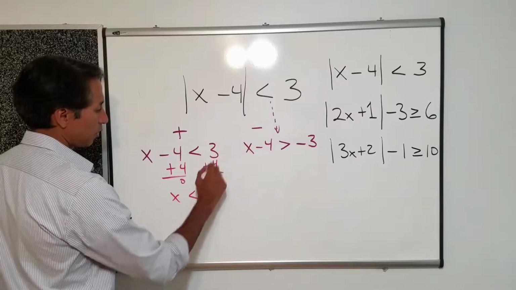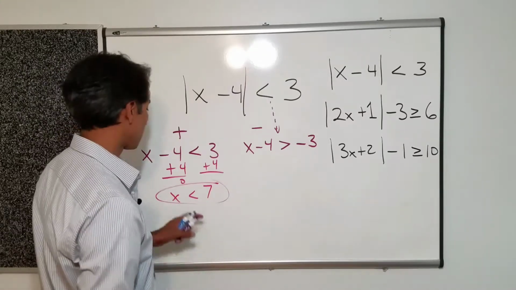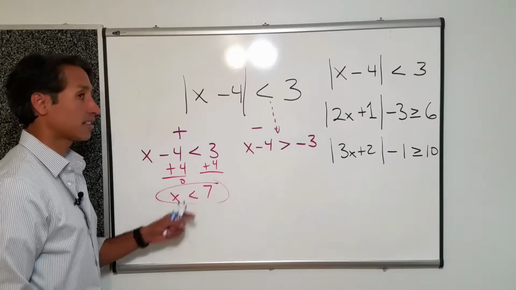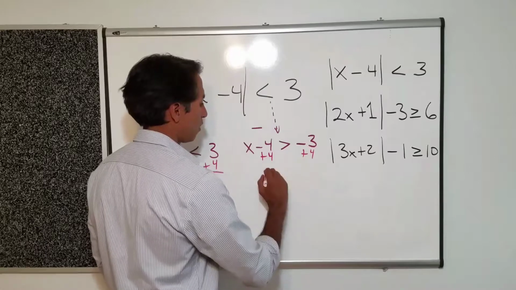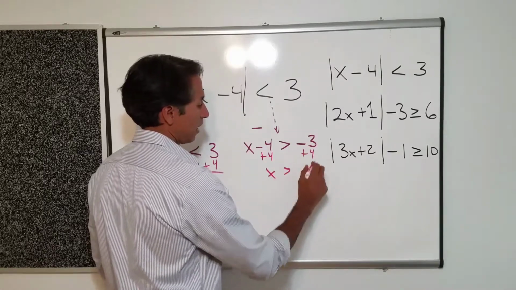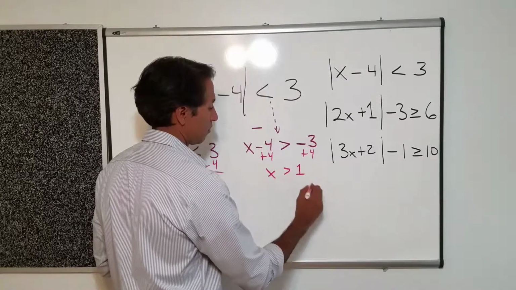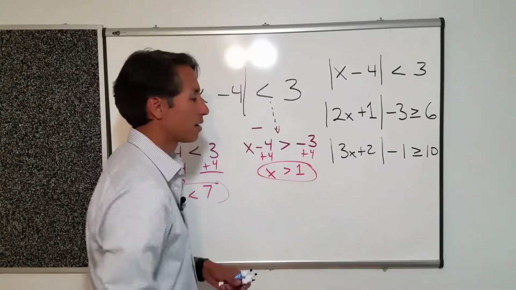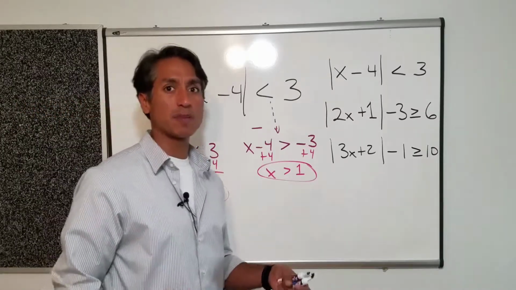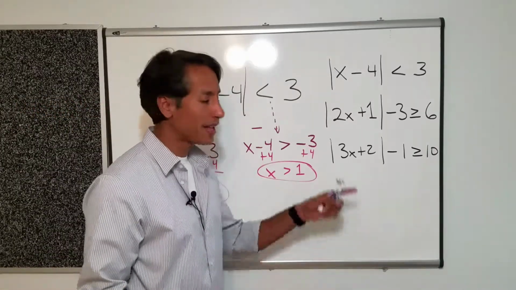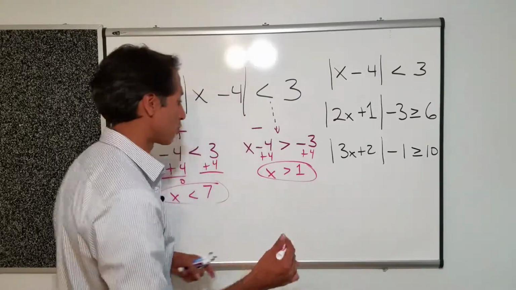X is less than 3 plus 4, which is 7. So far so good. I'm sorry, x is less than 7. And then on this side, add 4: x is greater than negative 3 plus 4, which is 1. Greater than 1, okay? Now I didn't plan on this, but let's graph these as well. We already have the information, so let's graph them and then see if our answers work.